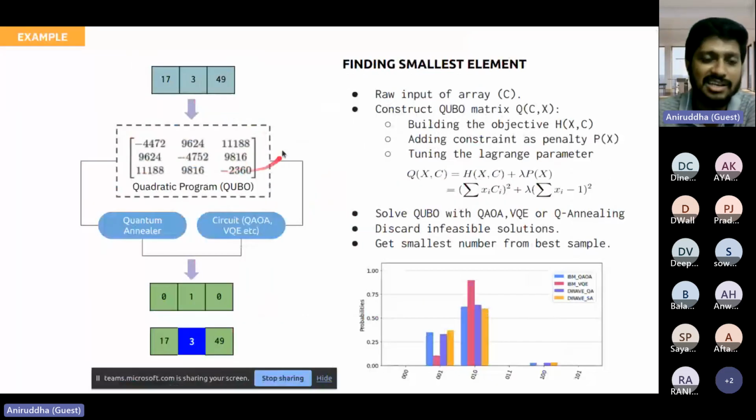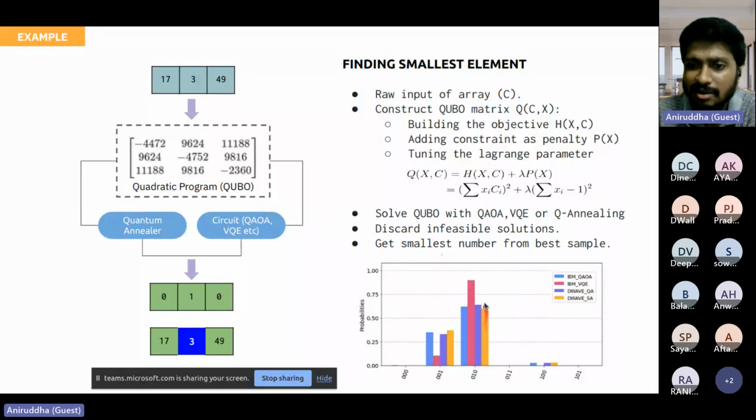This is the QUBO that we get, which is a very big number, but the hardware basically scales it within -1 to +1, -2 to +2. Once you have this QUBO, you can execute an annealing algorithm or a circuit-based algorithm. I have also done the same thing here. You can see on the right-hand side, the results are here. For QAOA, VQE, simulated annealing and quantum annealing, the results are available.